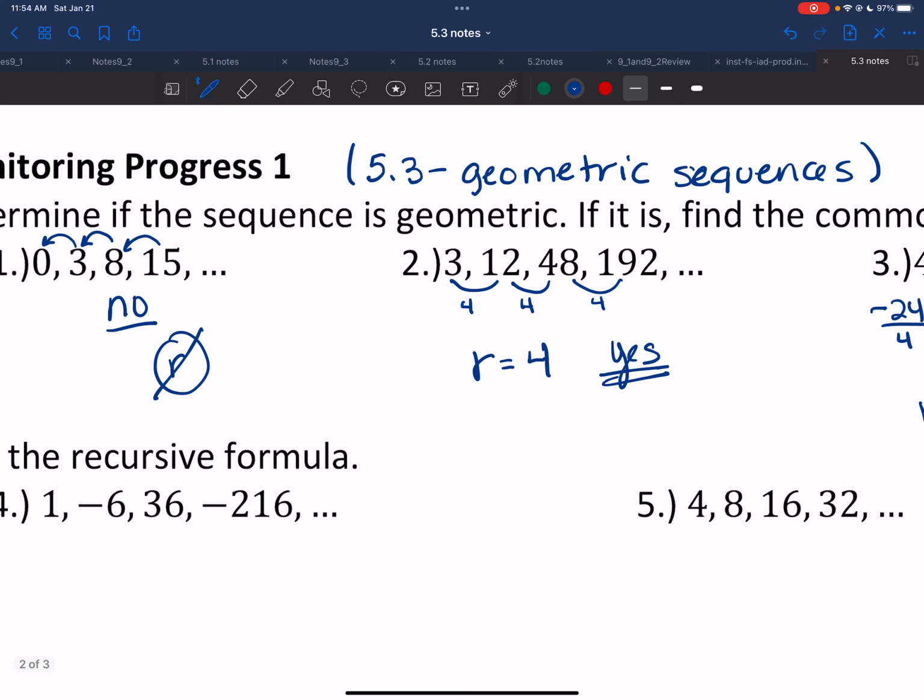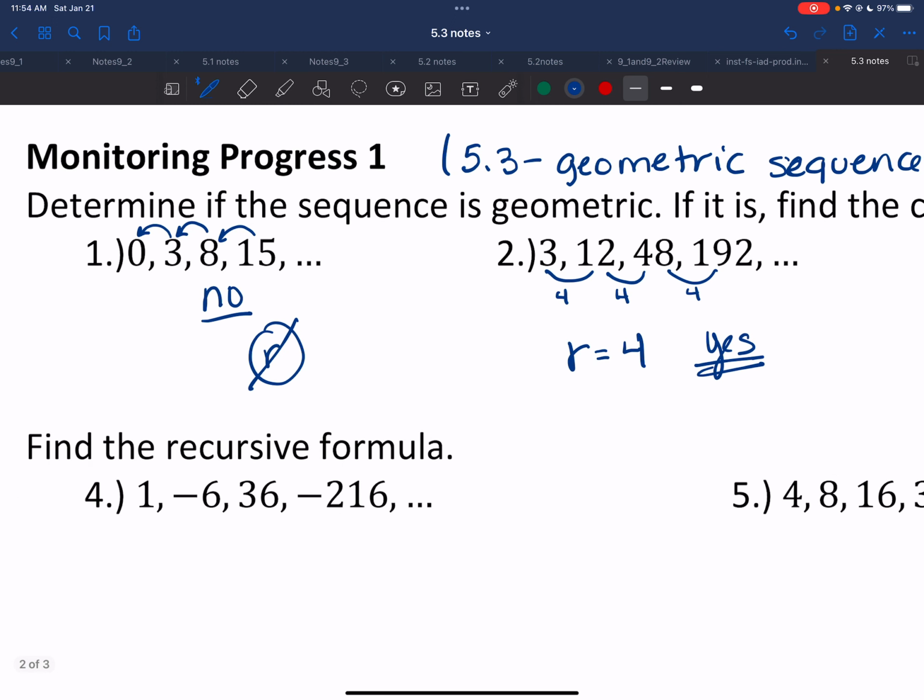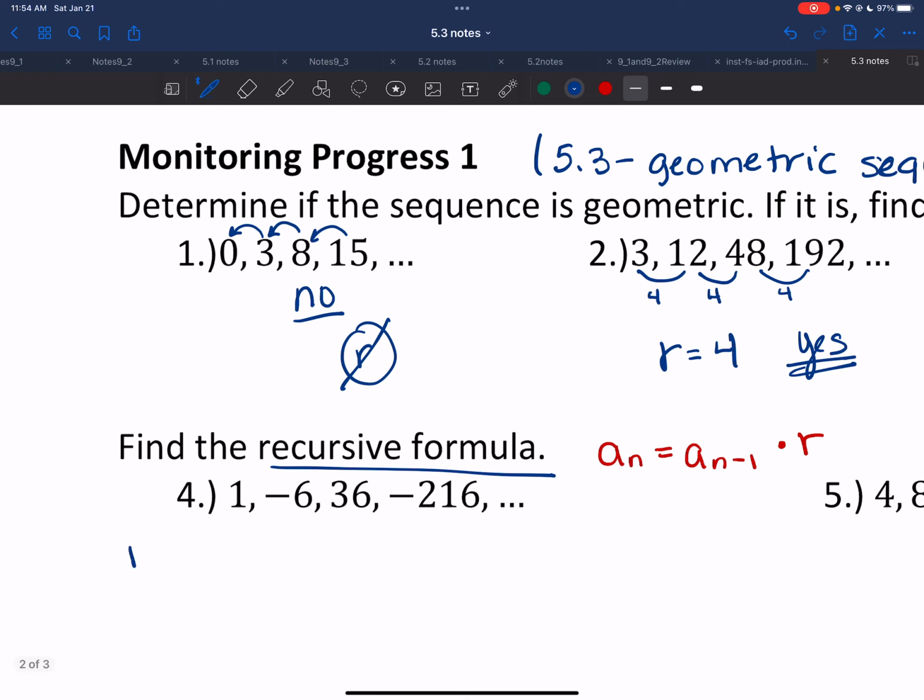Let's now take a look at our next one, which is the recursive formula. Remember, our recursive formula is a_n equals a_(n-1) times r. So for this first one, I've got to figure out what r is, and that's going to be negative 6 divided by 1, or negative 6. 36 divided by negative 6 also gives me negative 6, as does negative 216 divided by 36. So now I have a_n equals a_(n-1) times negative 6.